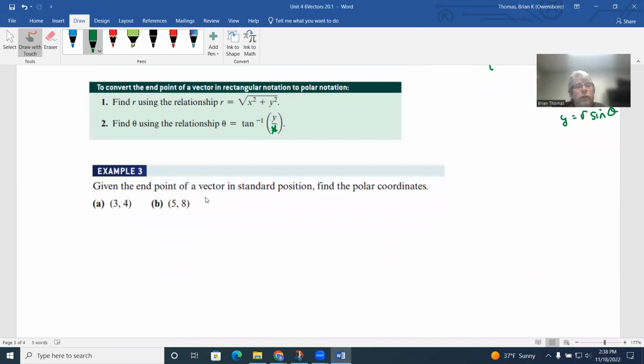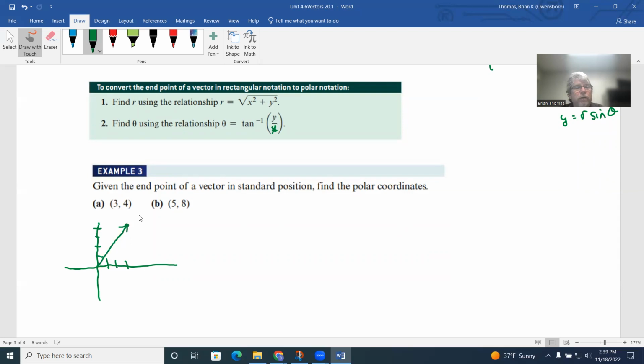Okay. So given the endpoint of a vector in standard position, find the polar coordinates. Let's look at what we have here. For A, if I just draw this out, I have 3, 4, so it's 1, 2, 3, 1, 2, 3, 4. So I have an endpoint up here, and what I'm trying to do is find the polar coordinates of this vector.